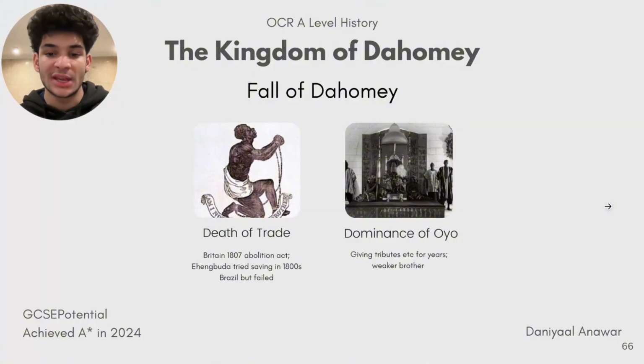And the second point was the dominance of Oyo. Because Dahomey had to give Oyo tributes for absolutely years, they became a weaker brother. Nobody really took them seriously. So yeah, those are the 2 reasons which caused the fall of Dahomey.